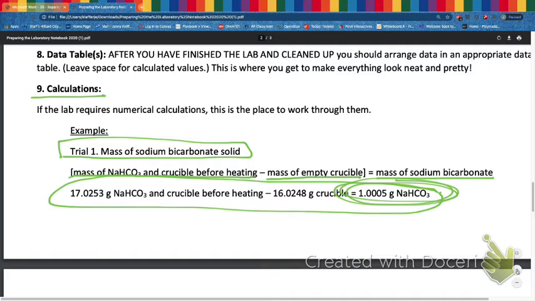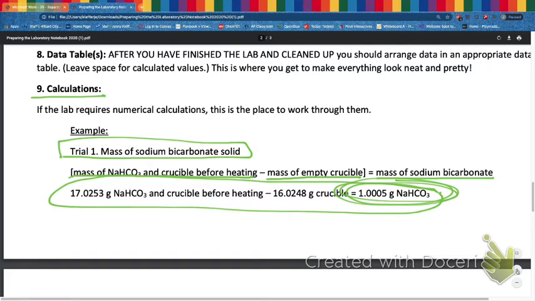Okay, since all you're doing are calculating RF values, you only have to do one calculation to show me that you know how to do the calculation. The rest of them you're going to do and put them in the data table. But you don't have to show your work for every single calculation in the laboratory notebook. But those are the 3 parts of a calculation that you do need to show. All right?